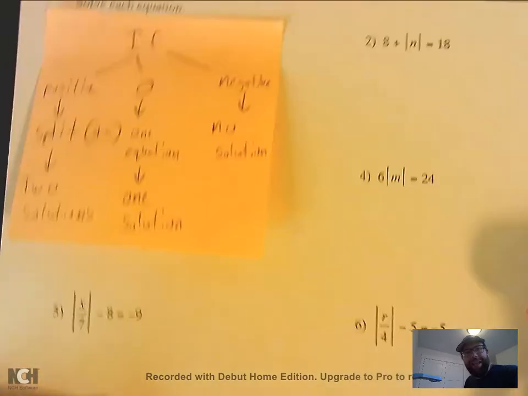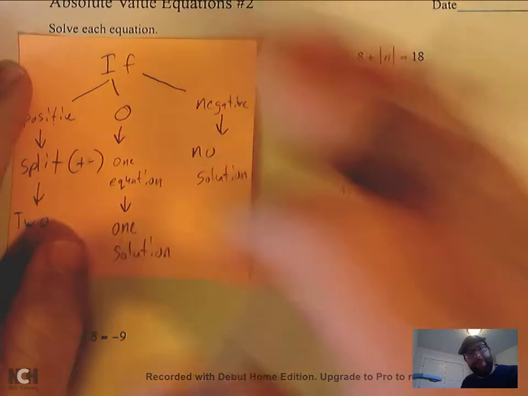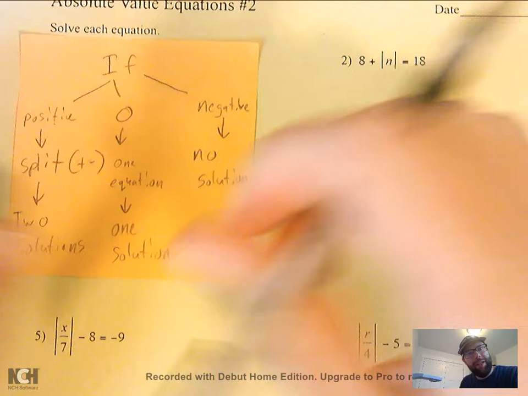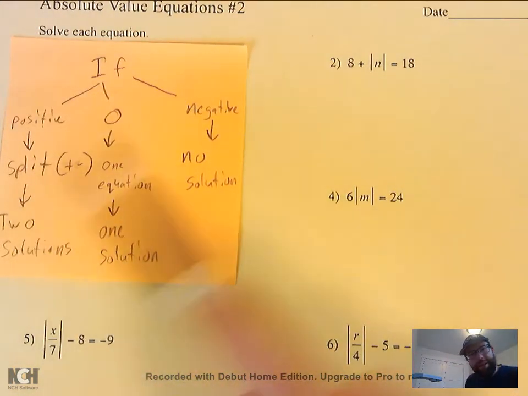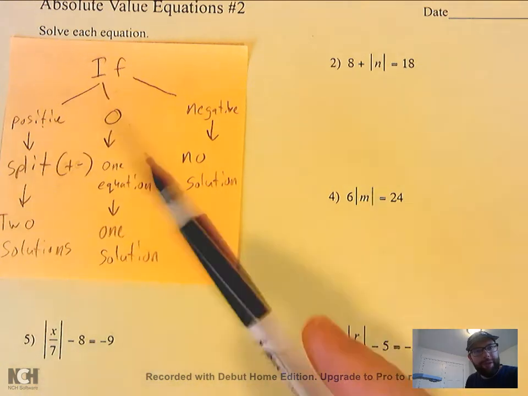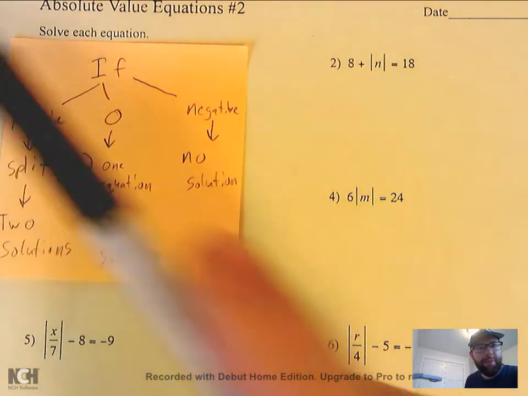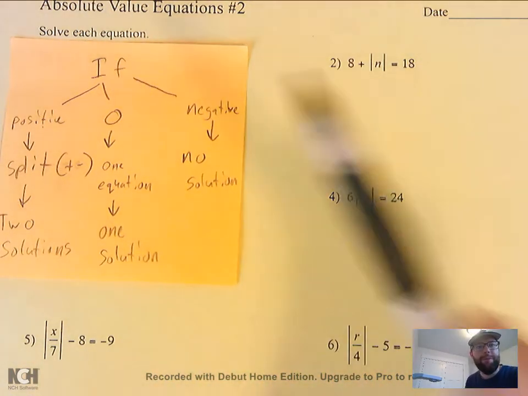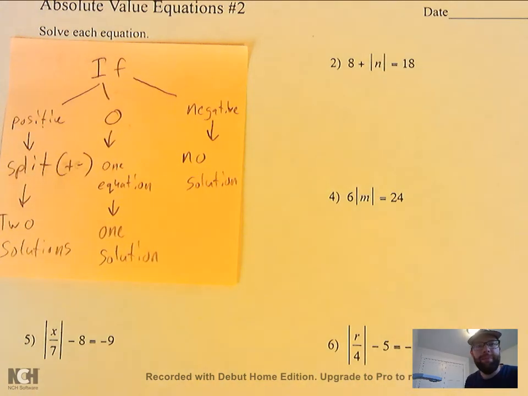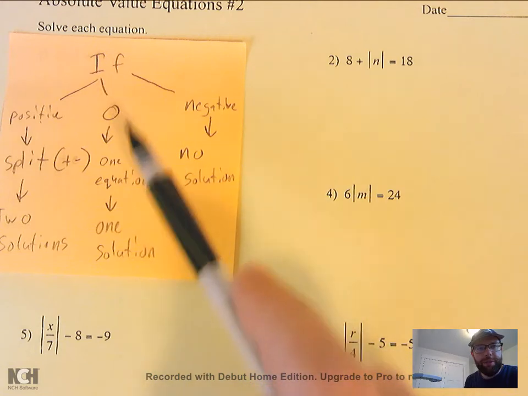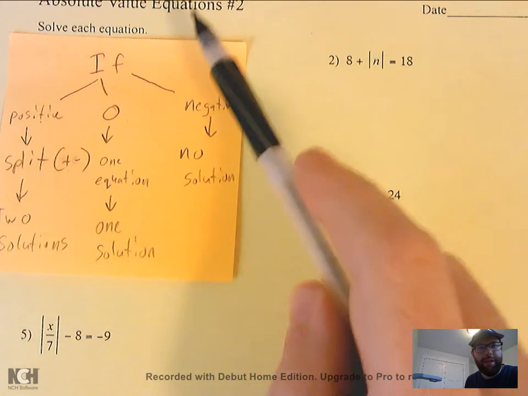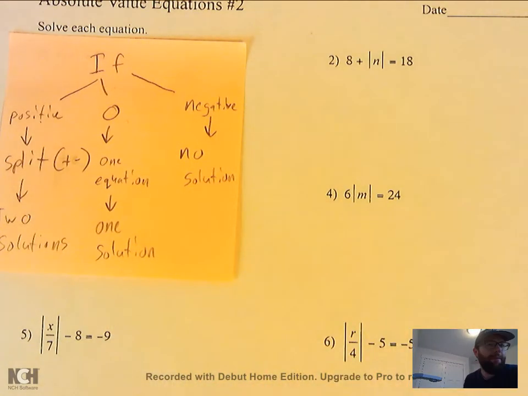Okay, let's look at some examples. And again, this might be something you want to do, write down a little cheat sheet for yourself that you can refer to while you're working on these. There are three things that we're looking for once we have the absolute value by itself. If it's equal to a positive number, if it's equal to 0, or if it's equal to a negative number. Okay? If it's positive, you split it. If it's 0, you solve the one equation that's already there. And if it's negative, you don't have to do anything. It's just no solution. Okay?